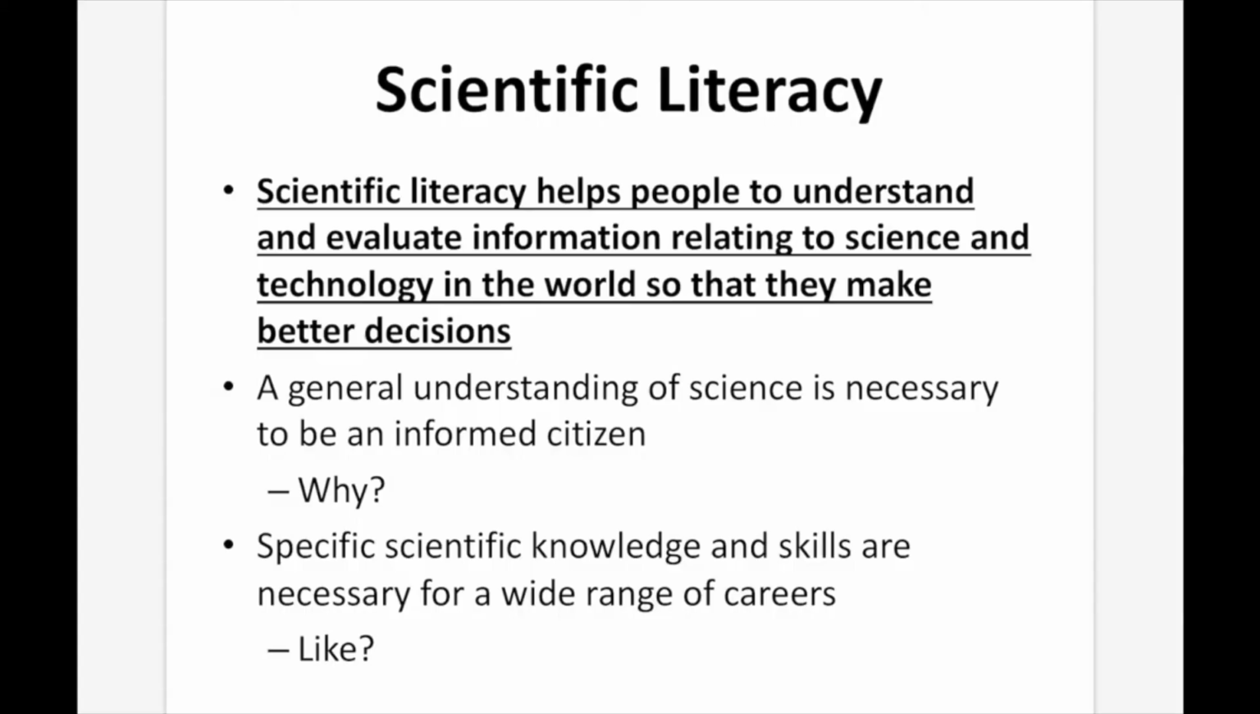Scientific literacy helps people to understand and evaluate information relating to science and technology in the world so that they may make better decisions. A general understanding of science is necessary to be an informed citizen. Specific scientific knowledge and skills are necessary for a wide range of careers.